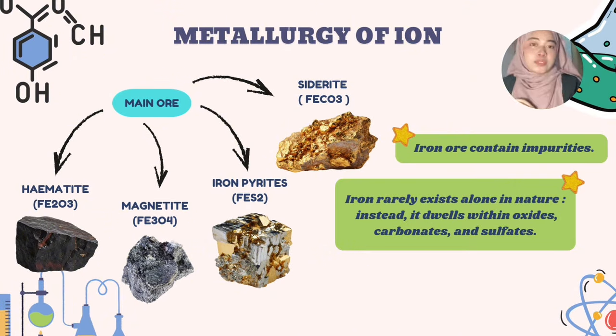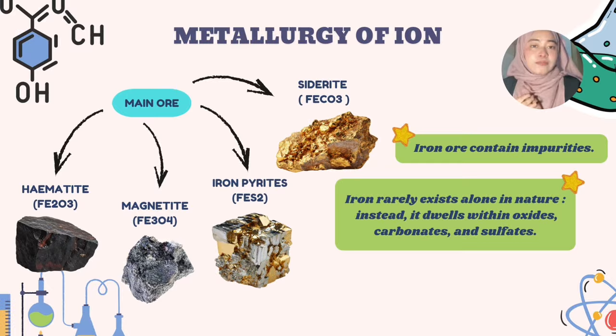To get the iron we use in everything from skyscrapers to cars, we have to start with the main ores. There are 4 primary minerals displayed here. The first one is hematite. This one is the most important iron oxide, and it is often reddish brown and is a primary source for the world's iron production.